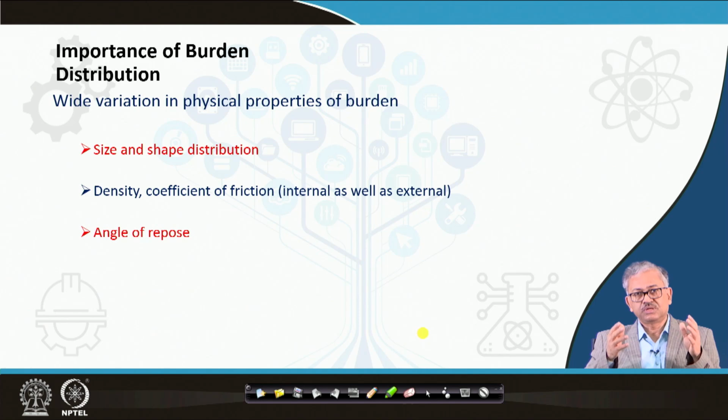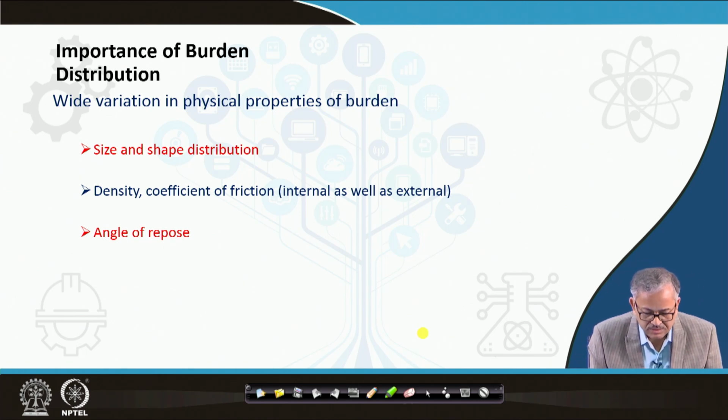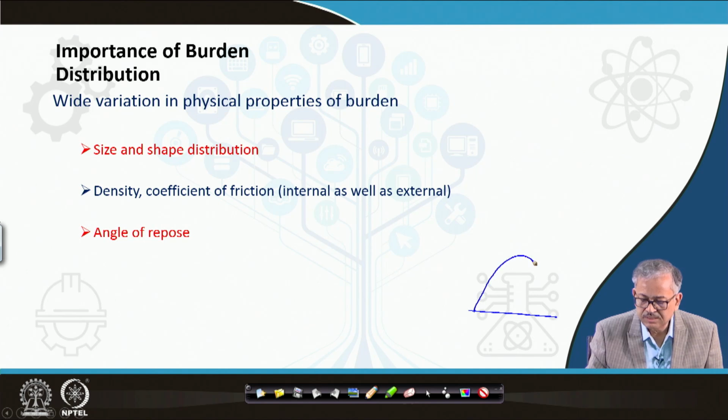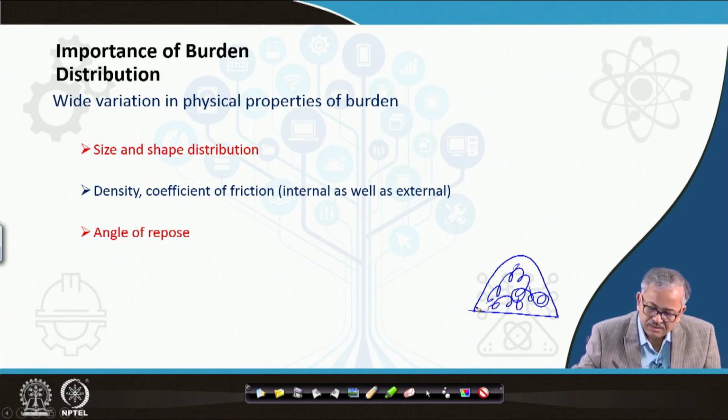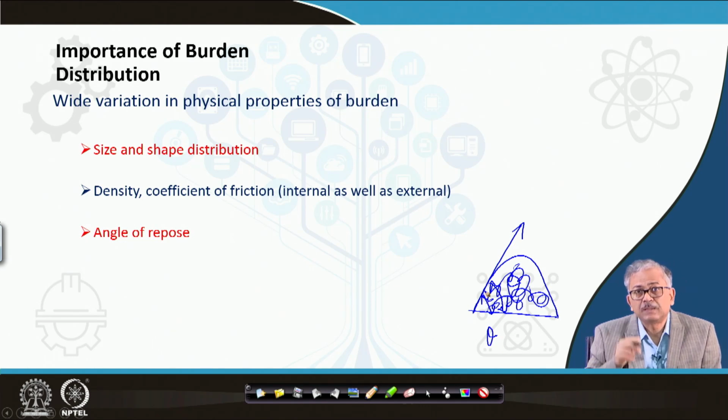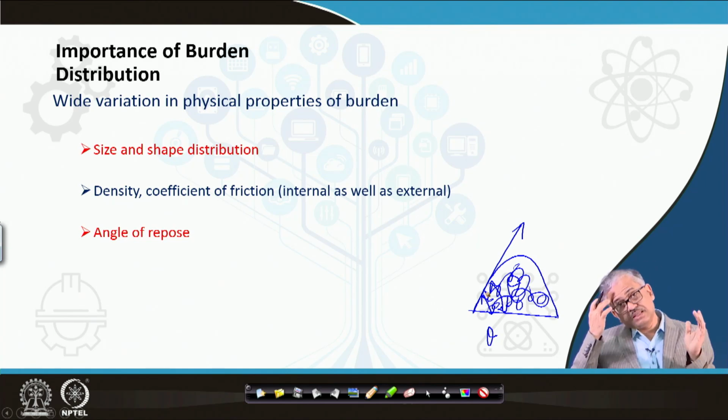Angle of repose is, as I said, if you take some material and put it on a horizontal surface, they will make a pile, and that pile will have a certain angle with the horizontal. Let me show it here. Suppose you put some material and it makes a heap like this. This is the material I have put on a surface, and this angle is theta. This angle theta is called the angle of repose, and it varies from material to material.